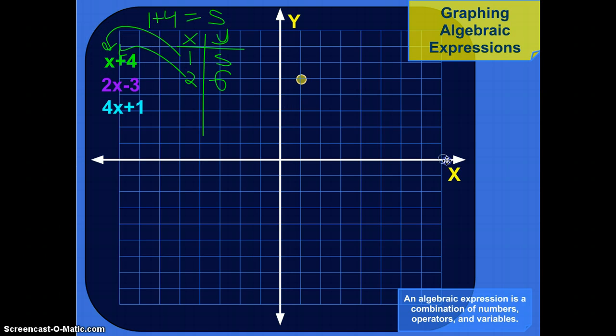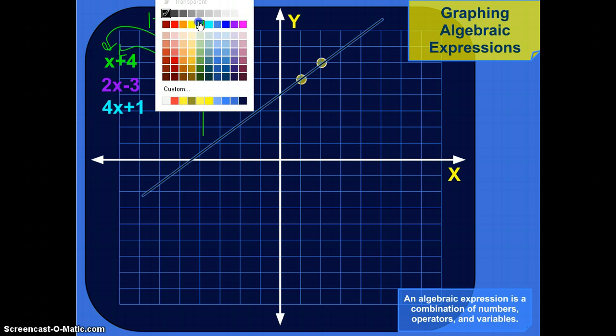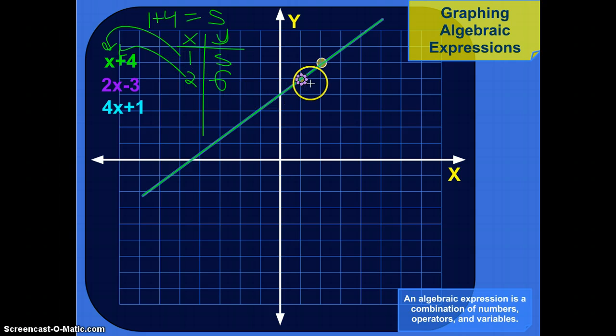Let's try this one. When x is 2, the value of this expression is 6. I'm going to put the value of x on the x-axis, so 1, 2, and then the result of the evaluation, 6, I'm going to plot on the y-axis. So x is 2, and then 1, 2, 3, 4, 5, 6. So I have 2 points. Once I have 2 points, I can draw a line that connects them. And that line is the line that contains all the points for which this expression is true.